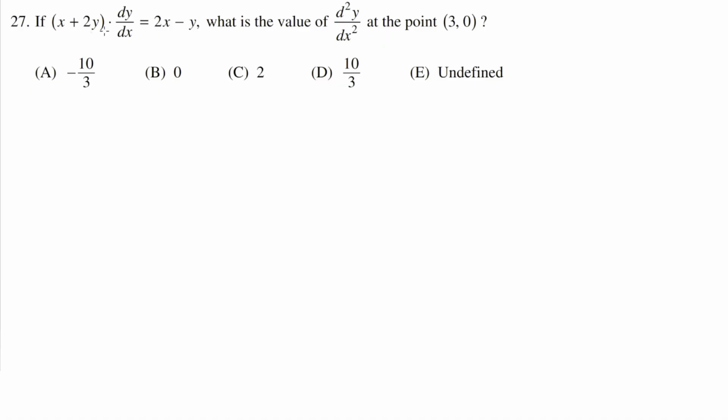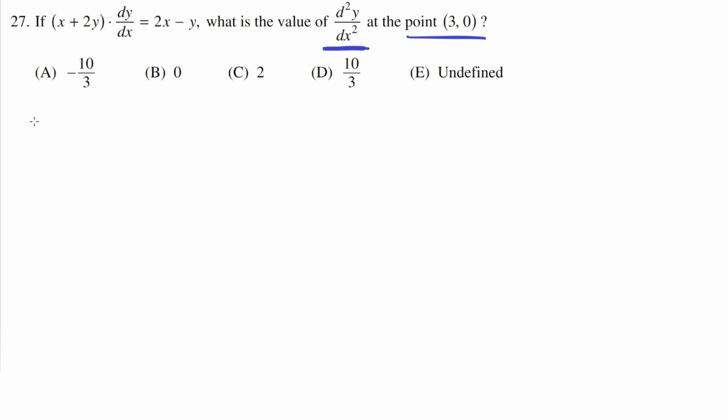If (x + 2y) dy/dx = 2x - y, what is the value of the second derivative of y with respect to x at the point (3, 0)? So we need to find the second derivative, or d squared y over dx squared, if we're given this function that has dy/dx in it, and we need to evaluate that at the point (3, 0).